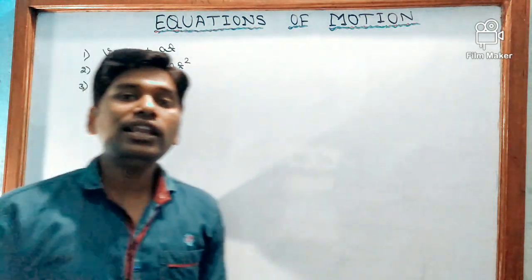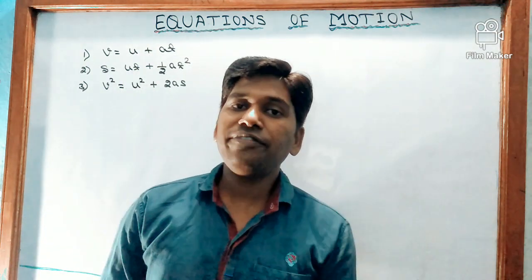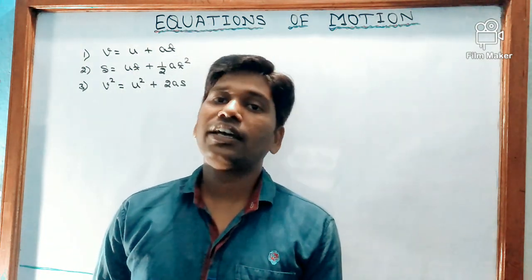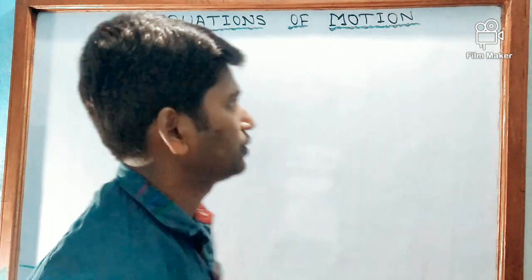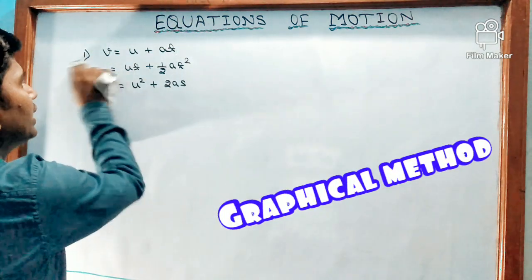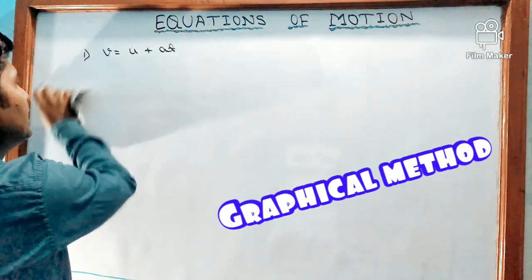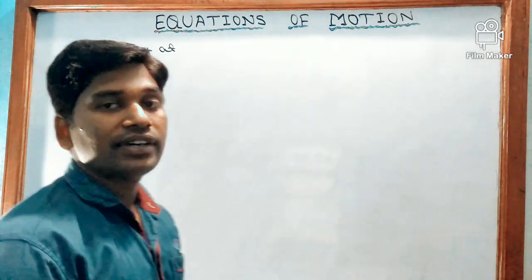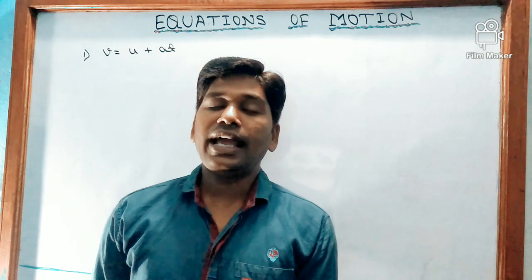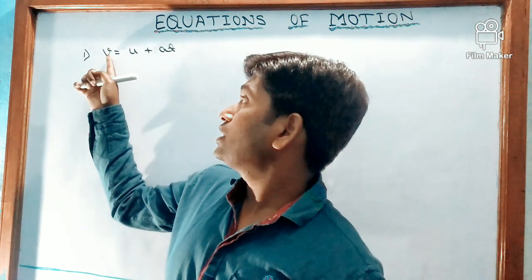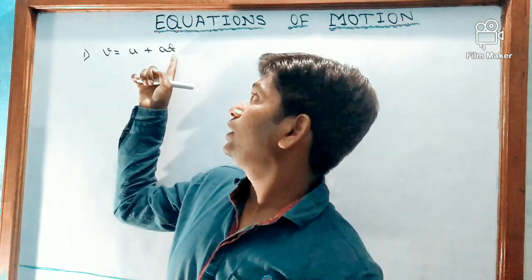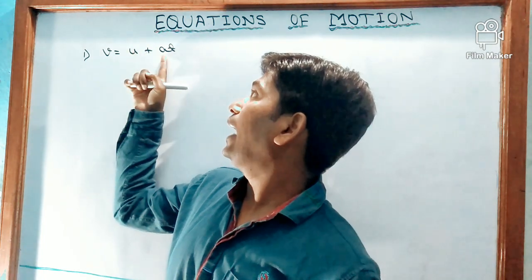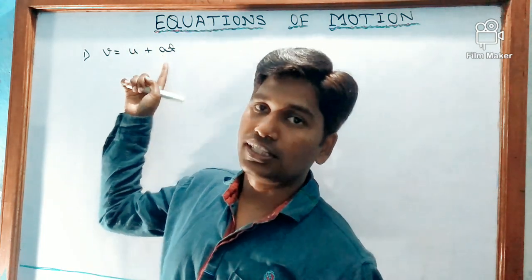Now we will derive these equations graphically. So let us start. The first equation, that is v = u + at, is also called the velocity-time relation. As the final velocity depends upon the time, u and a are the constants.